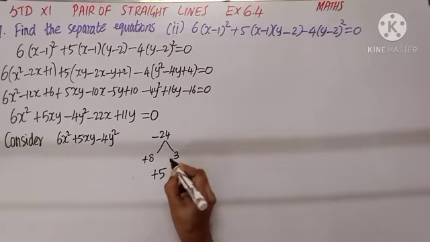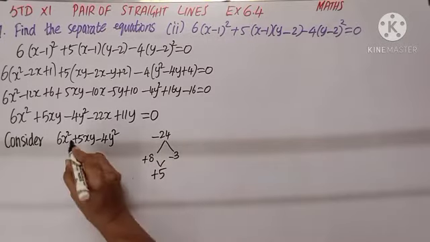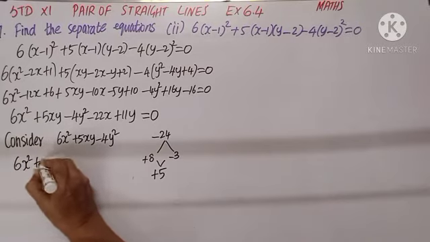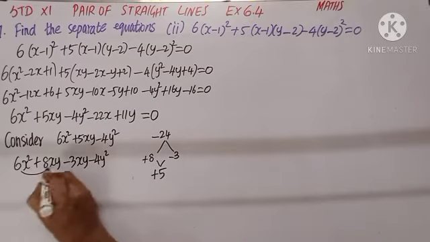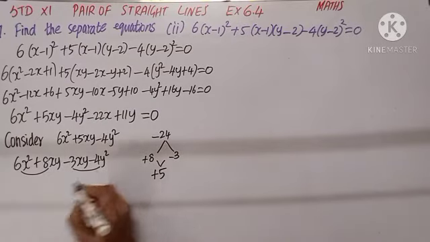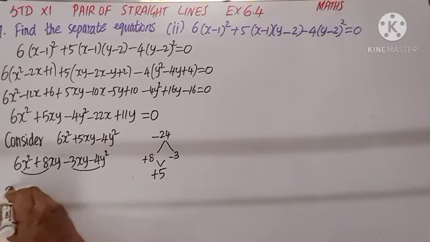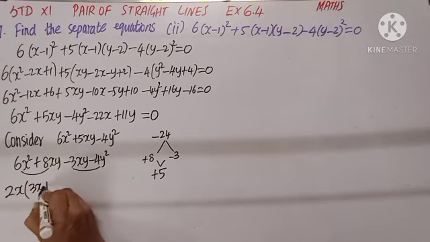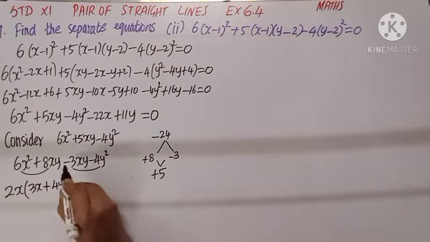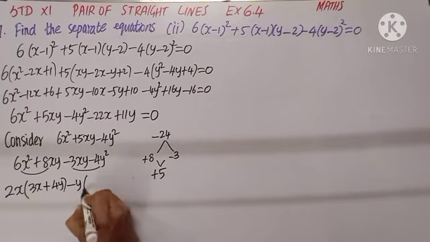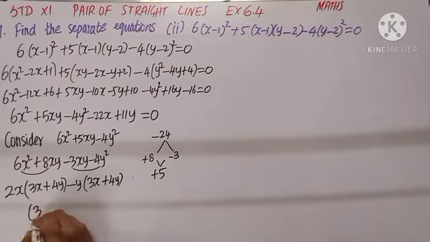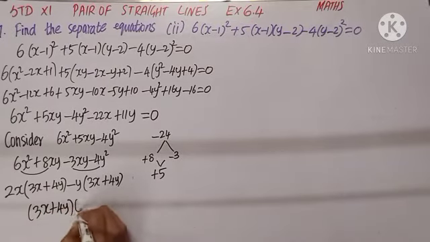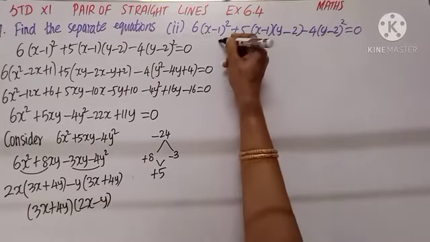Because I have plus here and minus here, substituting it here: 6x square plus 8xy minus 3xy minus 4y square. Combining the first two and the last two, here 2x is common. Having taken 2x, it is 3x plus 4y. From these two, minus y is common. I get 3x plus 4y. So we arrive at (3x plus 4y) into (2x minus y).